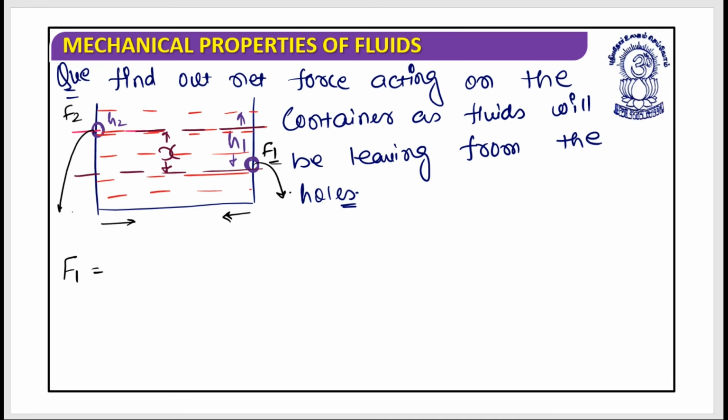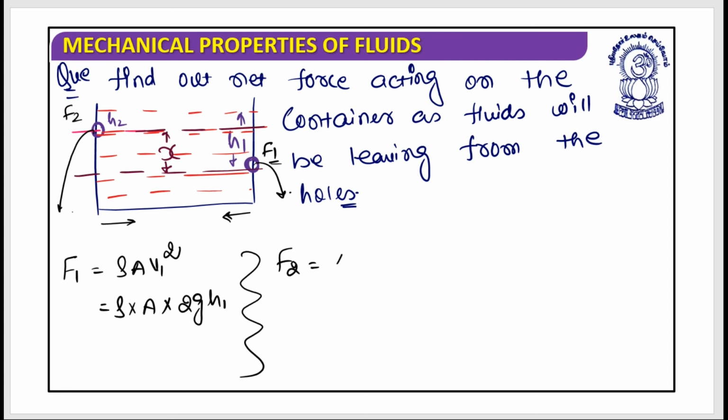This F1 could be written as rho into A into V1 square, which is equal to rho into A into 2 into g into h1. Let's write down the other force, F2, which is equal to rho into A into V2 square, and this is simply rho into A multiplied by 2 into g into h2. I hope this is clear.